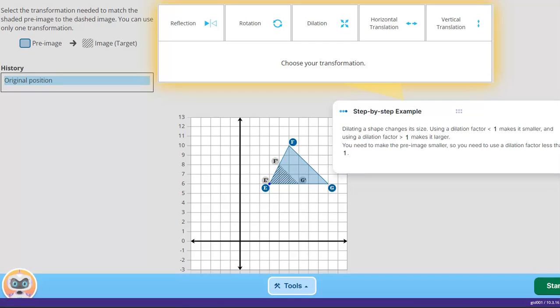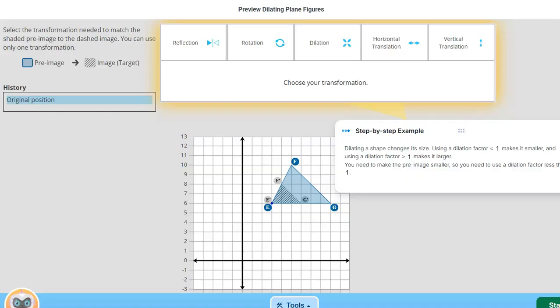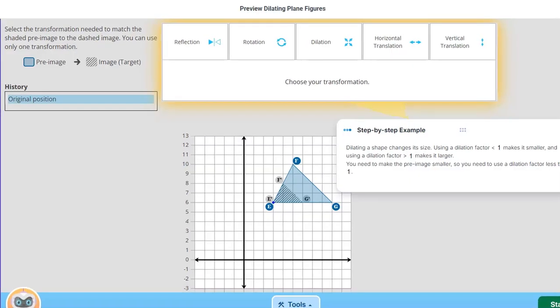Move this over a hair. Okay. I am going to write the title of this lesson, which is dilating plane figures. And then I'm going to copy this area here. Select the transformation needed to match the shaded pre-image to the dashed image. You can use only one transformation. I'm going to shade my pre-image blue and my image target dashed black and white. So just like we did on translations, reflections, and rotations.